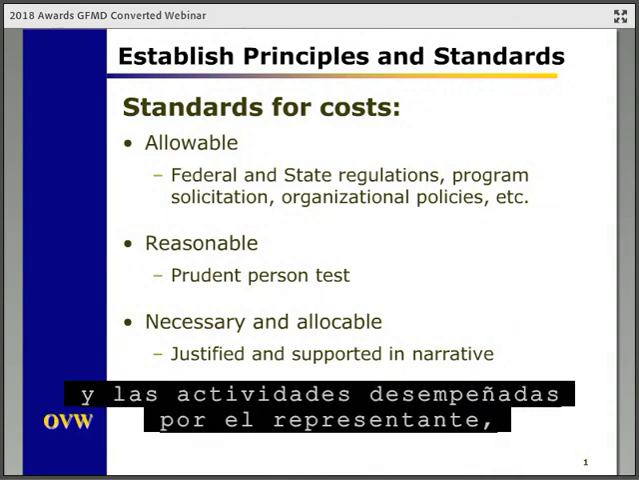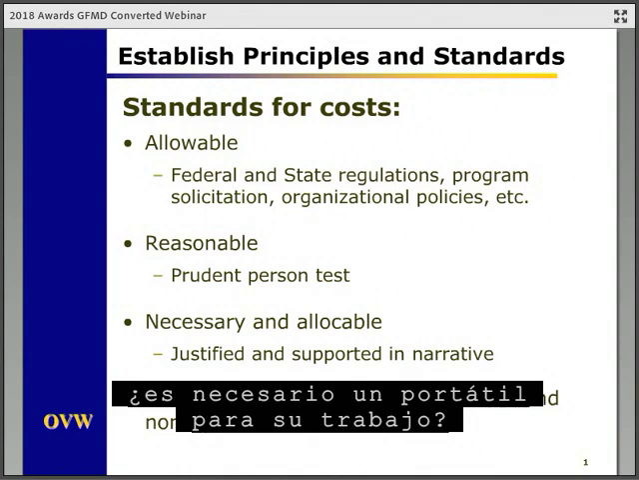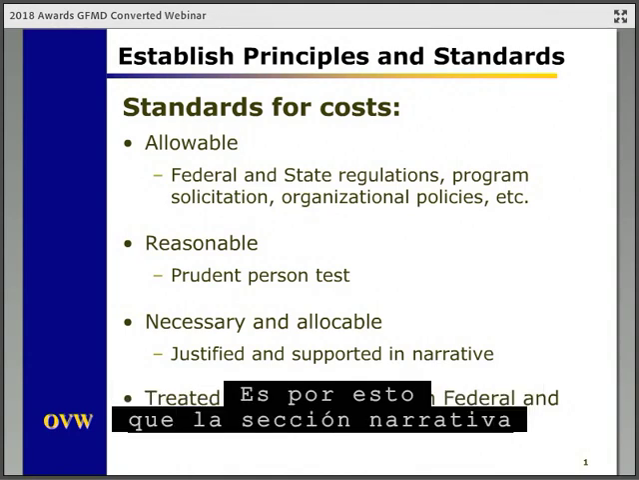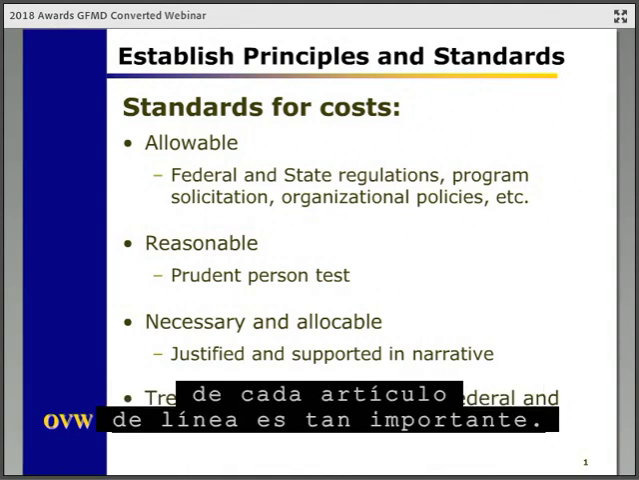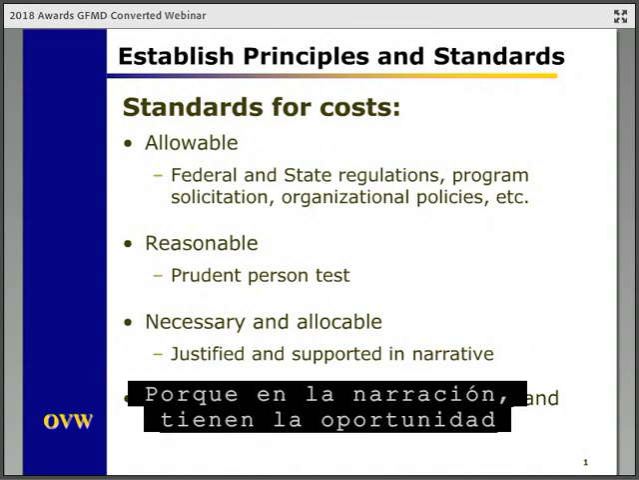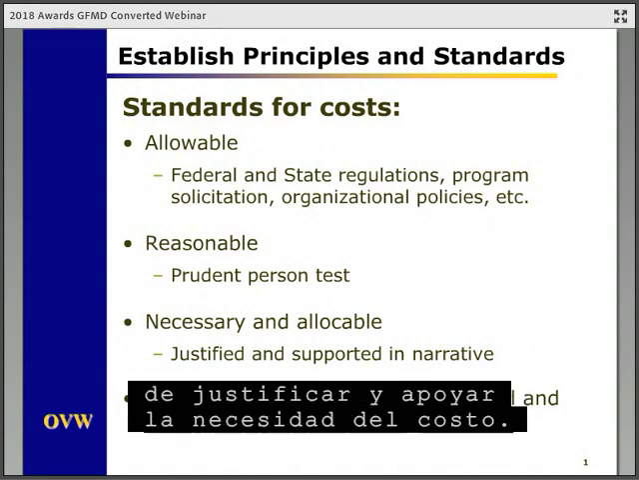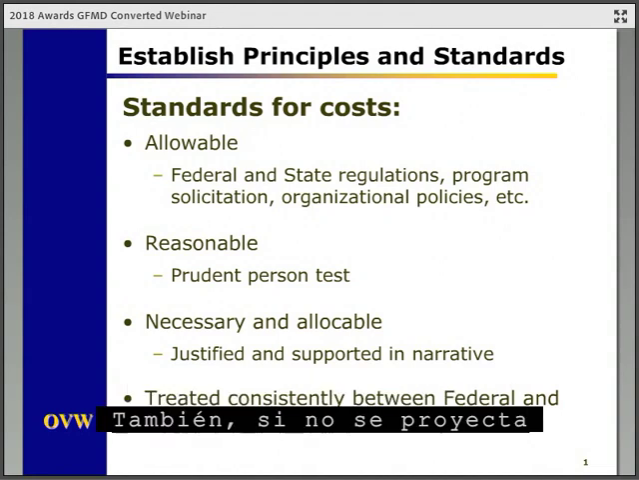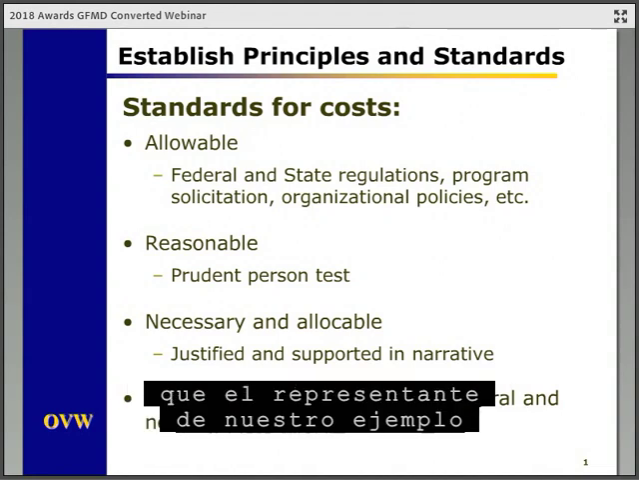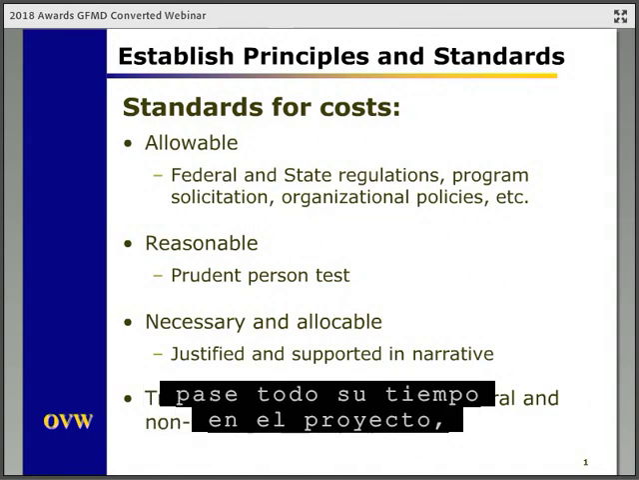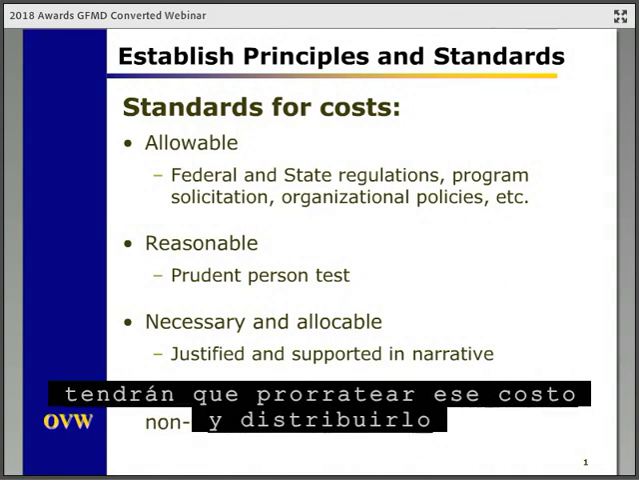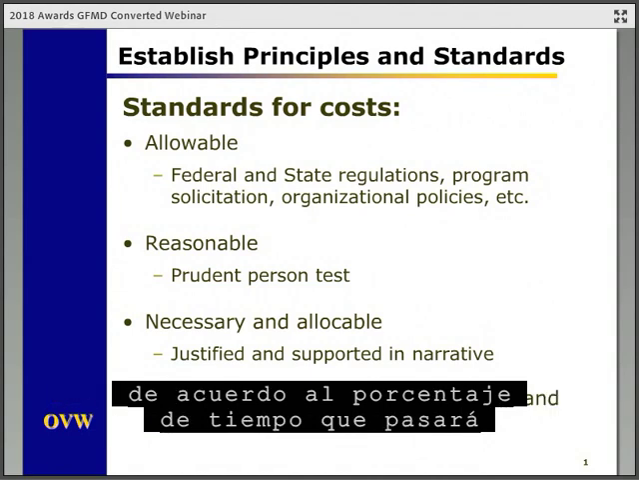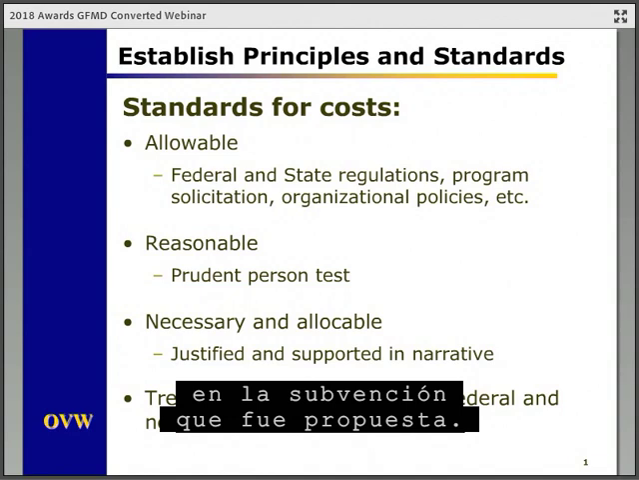And then, is the cost necessary? Based on the project and the activities that are performed by the advocate, is a laptop necessary for their work? This is why the narrative section for each line item is so important, because in the narrative, you have the chance to justify and support the need for the cost. Also, if the advocate in our example isn't projecting to spend all of their time on the project, then you'd have to prorate that cost and allocate it by the percentage of time they will spend on the proposed grant.